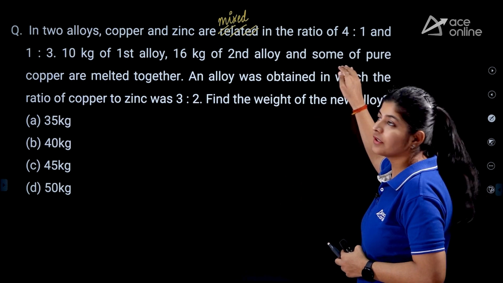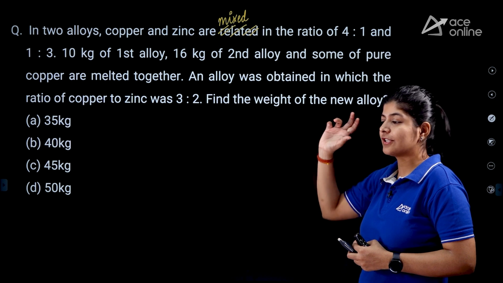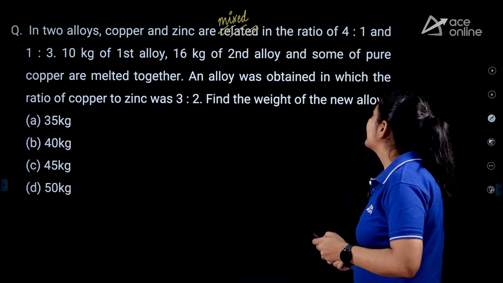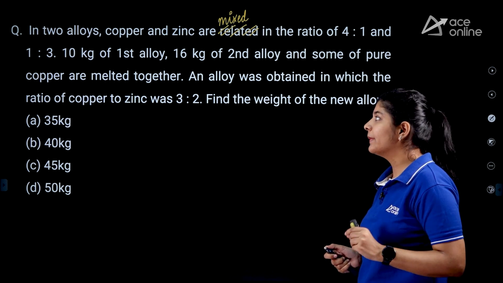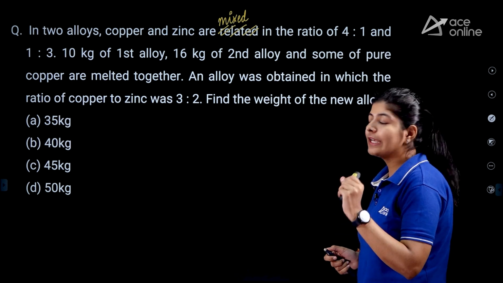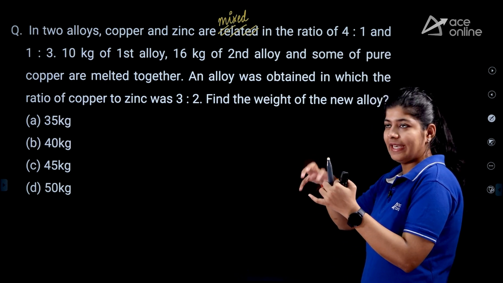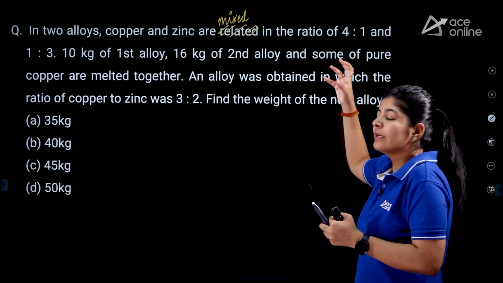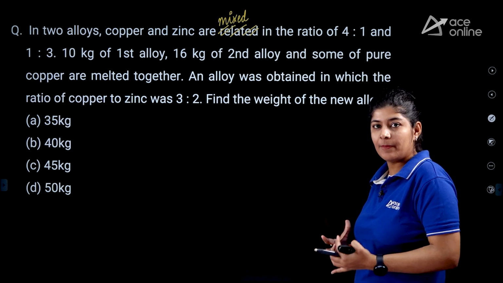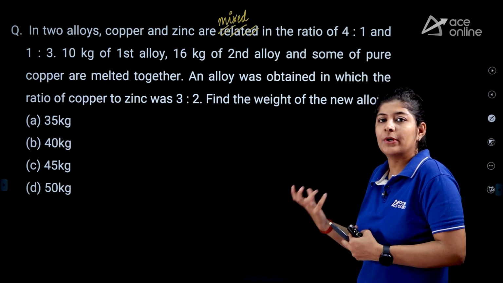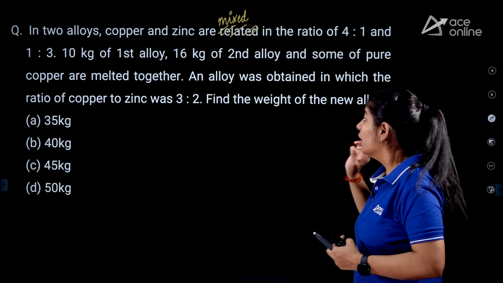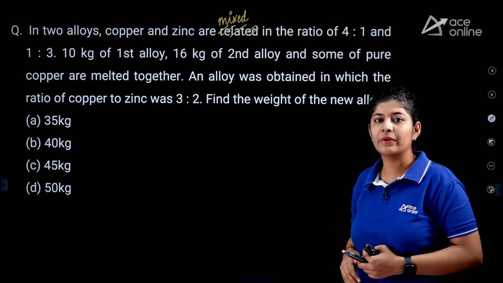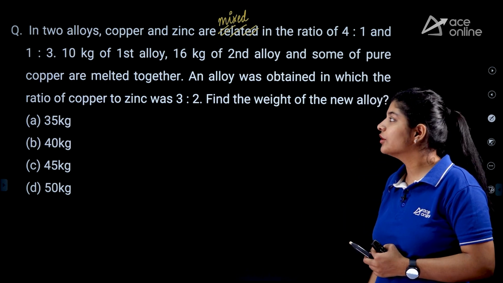Now, here the quantity of copper is not given. It is just mentioned that some amount of copper. An alloy was obtained in which the ratio of copper to zinc was 3:2. That means after collecting both the alloys and some pure copper, we melted it together, and in the final product the ratio of copper to zinc is 3:2. Now, what we have to do? We have to determine the weight of the new alloy.